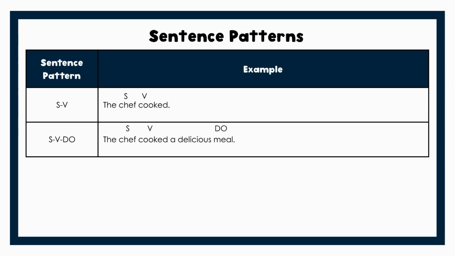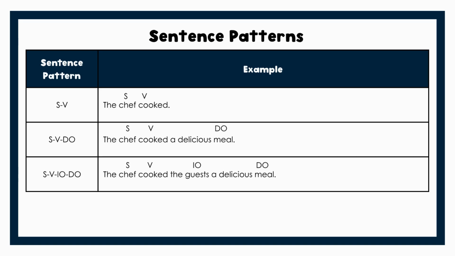The second sentence pattern is a subject-verb direct object pattern. Direct objects receive the action of the verb. An example sentence here is, the chef cooked a delicious meal. Again, chef is our subject here, what or who the sentence is about. Cooked would be the verb, the action that the chef is doing. One way that we can determine the direct object is to ask, what did the chef cook? The answer would be meal, which means that meal is our direct object. Meal also receives the action of the subject.